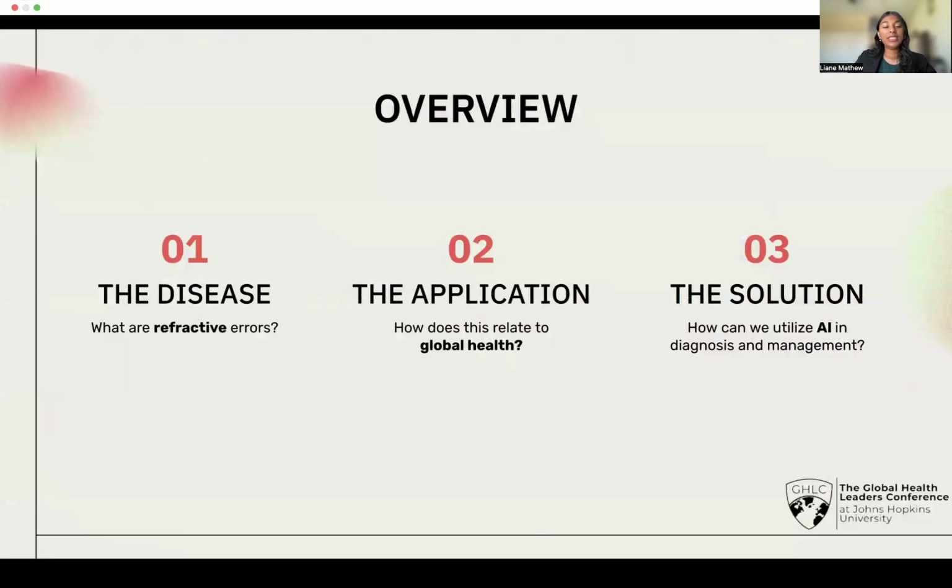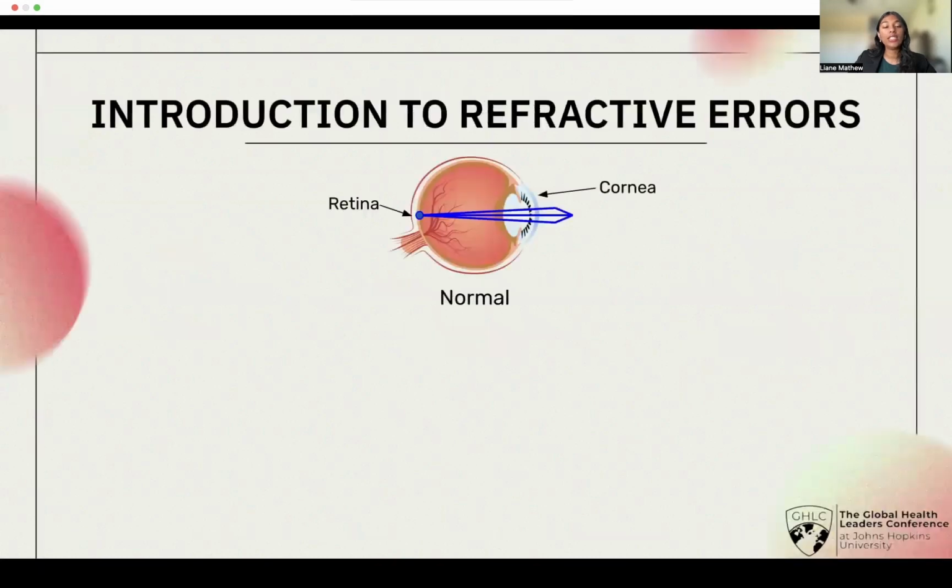However, today I will be discussing the global prevalence of refractive errors, first diving into what a refractive error actually is, then relating the disease to global health, and finally explaining how one can use AI in the diagnosis and treatment of this disease. Refractive errors are a common vision problem where the eye is unable to clearly focus images, resulting in blurred vision. The three common types that I will be focusing on are myopia, hyperopia, and astigmatism.